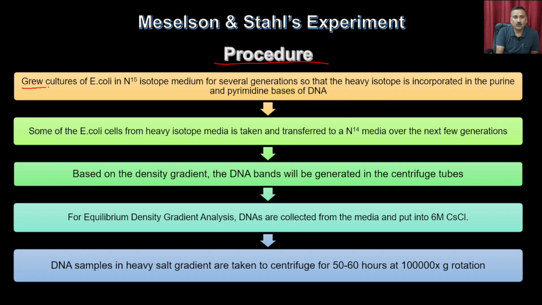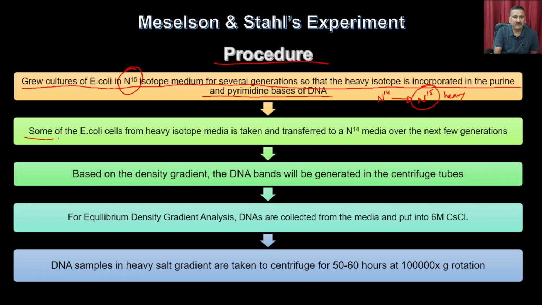You are going to grow the culture of E. coli in N15 isotope media for several generations, so that the heavy isotope is incorporated into the purine and pyrimidine bases. Remember that most of the nitrogenous bases are made up of nitrogen. So, when you grow them in N15 media, all your purines and pyrimidines are going to be labeled. This means all the nitrogen present as N14 is going to be replaced by N15. So, all the DNA is going to be heavy DNA.